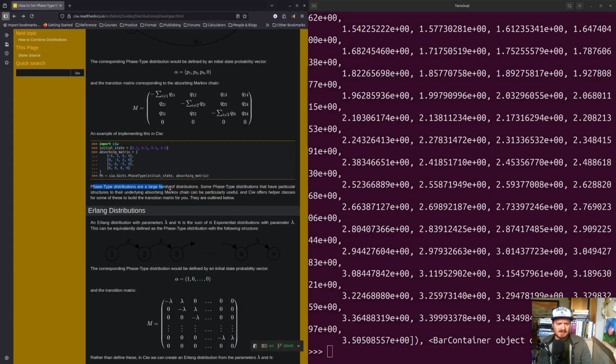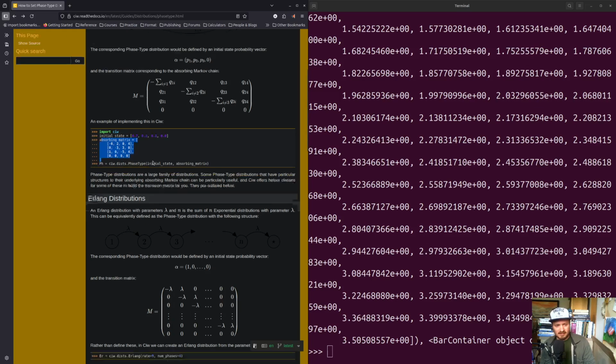So the phase type distributions are a large family of distributions. Some phase type distributions have particular structures to their underlying absorption Markov chain, and that can be particularly useful. And Q offers helper classes for some of these to build the state transition matrix for you. In other words, it might be a bit of a chore to specify the absorbing matrix for every case, when maybe you know you're in a well-known case where the matrix has a particular form, and so you can pass in fewer extra parameters for how to build stuff yourself.